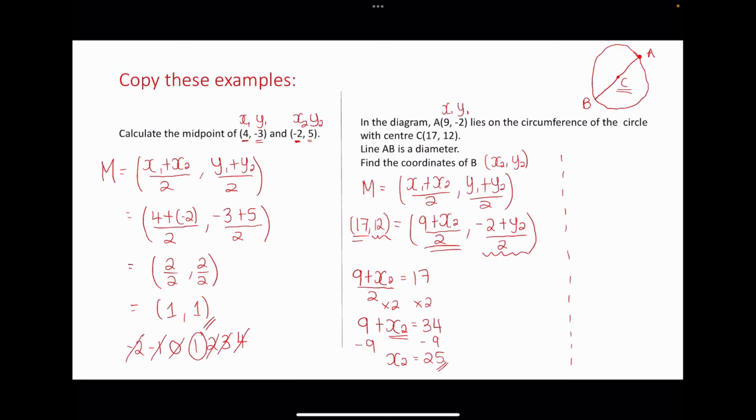I then have to do the exact same thing for my y coordinates. So I've got negative 2 plus y2 over 2 is equal to 12. Negative 2 plus y2 is equal to 24, same as the last time, by multiplying both sides through by 2. I then end up with y2 is equal to 26 because I'm adding 2 to both sides to balance up that equation and get y2 on its own. So 26 is my y coordinate. So that means that my coordinate for B, which is not my midpoint, is 25, 26.